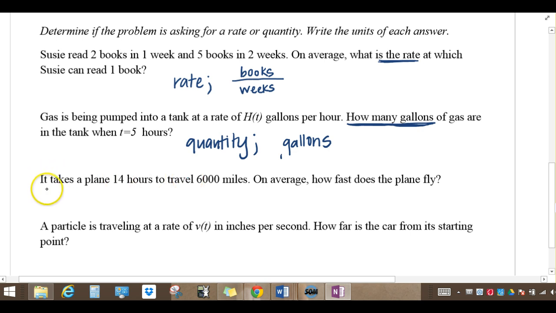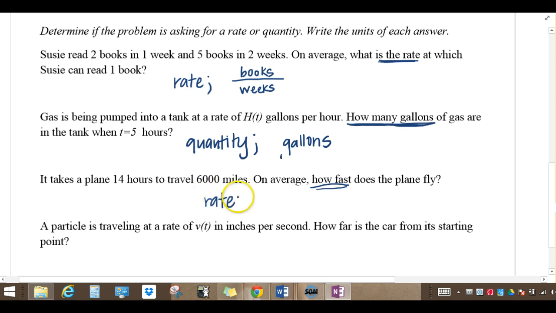Moving on to the next example. It takes a plane 14 hours to travel 6,000 miles. On average, how fast does the plane fly? The first thing I want to do is answer the question: is this problem asking for a rate or a quantity? Looking at the question, how fast does the plane fly? How fast is what we want to focus in on. And "how fast" is one of those phrases that indicates the problem is asking us for a rate.